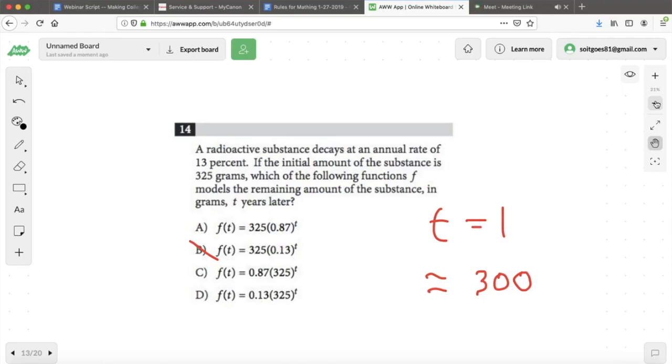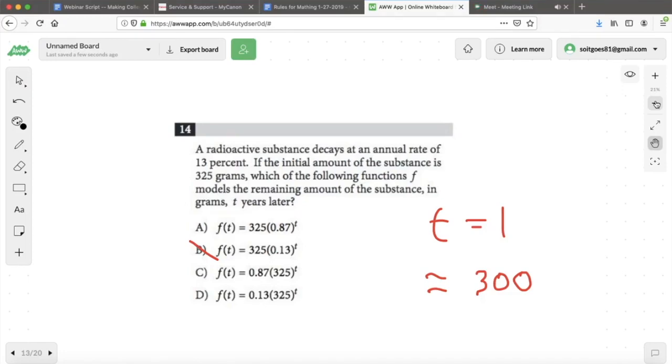What about answer choice C? Is that going to give us something close to 300? Maybe a little bit close. Well, here's the deal. That's the exact same value as answer choice A when t is 1, because that's 325 times 0.87. Does that make sense to everyone why that's the exact same value as answer choice A when t is 1? Yes. Okay. All right. So let's keep C for now.